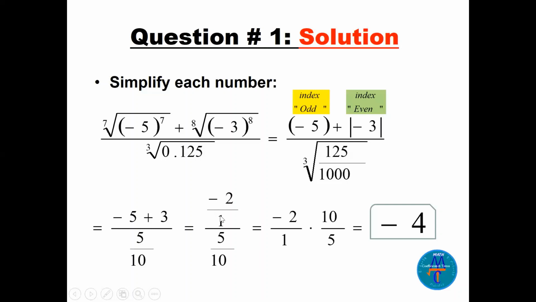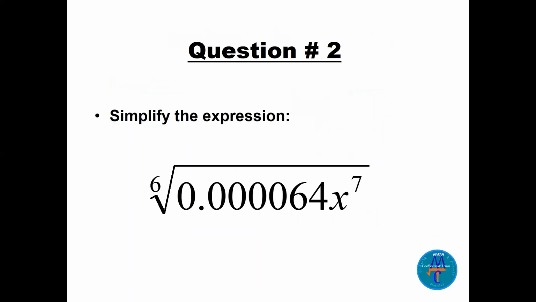So we will leave this as a fraction divided by another fraction. You can see the division of fractions. Leave the first one, minus 2 over 1, divided by the reciprocal, multiplied here by 10 over 5. So the answer is minus 4. Let's see another one. Simplify the whole expression.